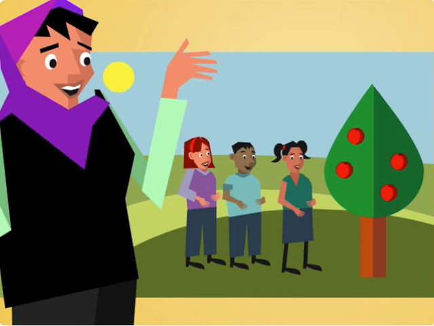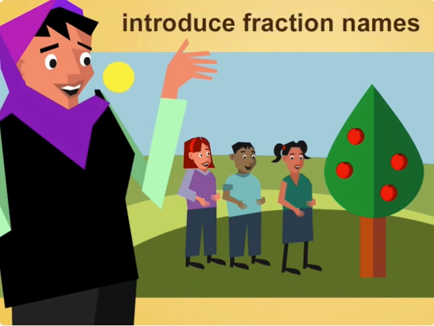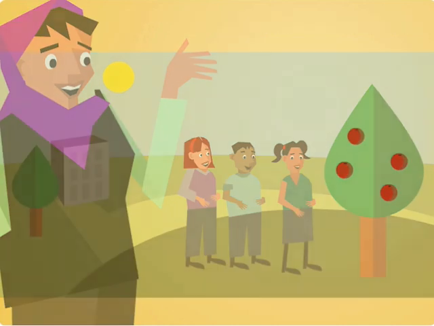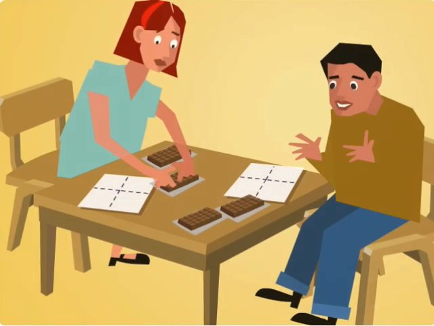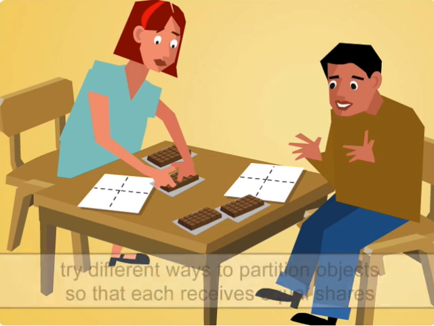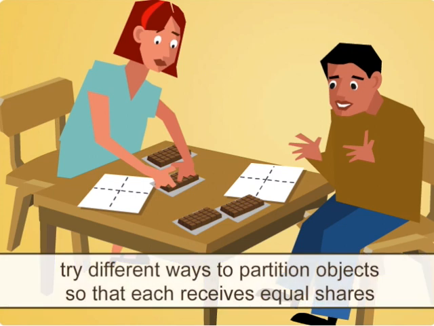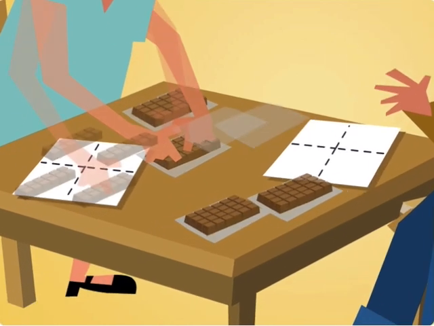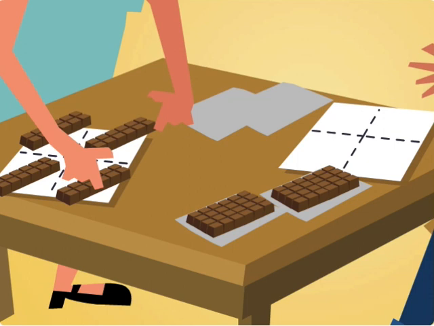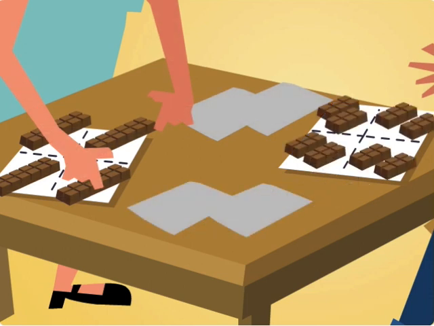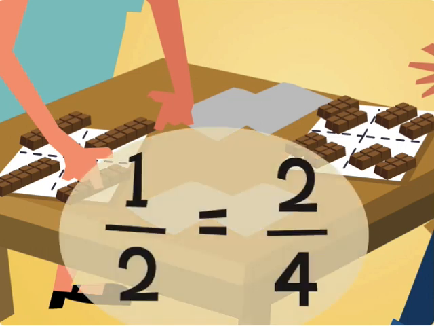While working through problems like these, Mrs. Malek begins to introduce fraction names, such as 1/3. Similar problems can help young students compare fractions. Students can be asked to try different ways to partition objects so that each receives equal shares. Here, one student breaks both candy bars in half, while another breaks each into 4 pieces and groups 2 pieces together for each child. Children can check to see that each approach results in equivalent shares.